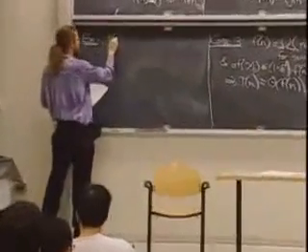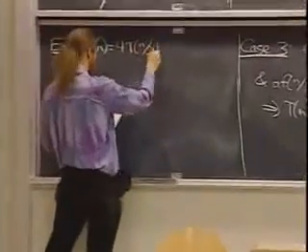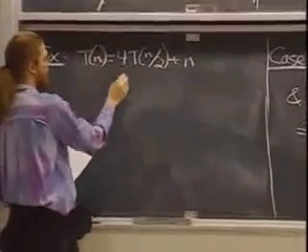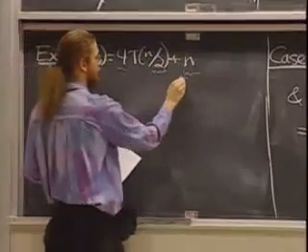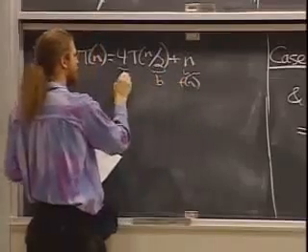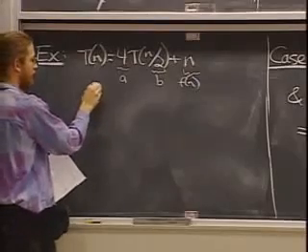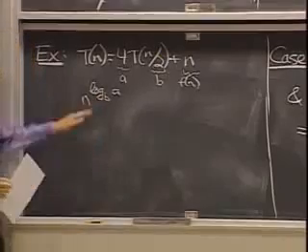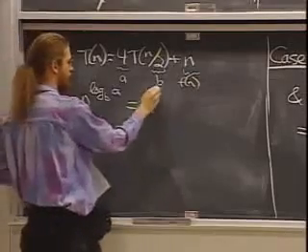So for example, we could take T of n is 4 times T of n over 2 plus n. This is a, this is b, this is f of n. So the first thing we should compute is n to the log base b of a. This, I think, even I can do. Log base 2 of 4. Yeah, log base 2 I can do. This is n squared.